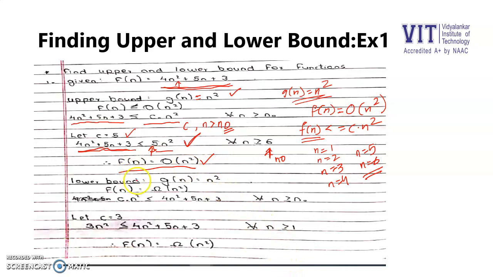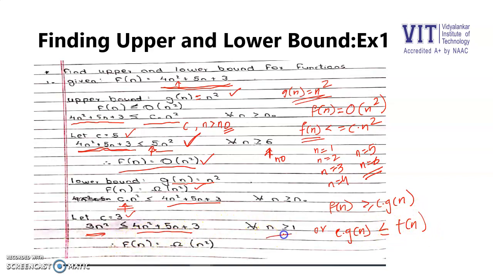Now let's find the lower bound. Again the highest order is n square, so let g of n be n square. If f of n is omega of n square, then f should be greater than or equal to c times n square. Again we need to find values of c and n0 that will satisfy this. Let us say c is 3. So we have 3n square less than or equal to f of n. You may write f of n greater than or equal to c times g of n, or c times g of n less than or equal to f of n. It's one and the same.